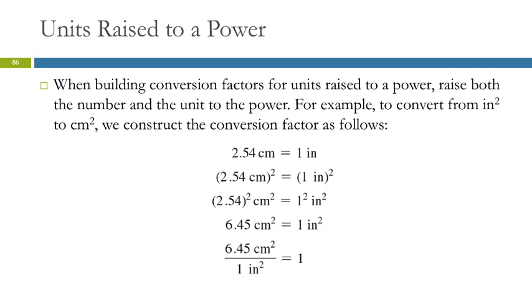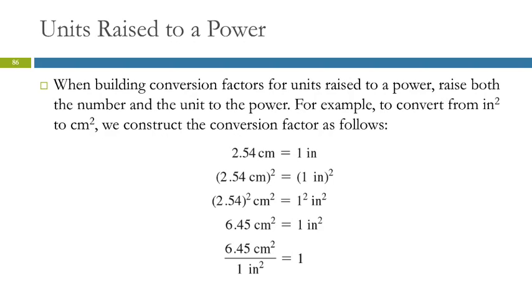Units raised to a power. This is something that some students have a lot of trouble with. When you're making conversion factors for squared or cubed units, you also have to square or cube the number involved. So we know that 2.54 centimeters is equal to 1 inch. If we want the relationship between square inches and square centimeters, we have to square the whole thing. You can't just square the unit and not the number. So 1 square inch is 6.45 square centimeters.